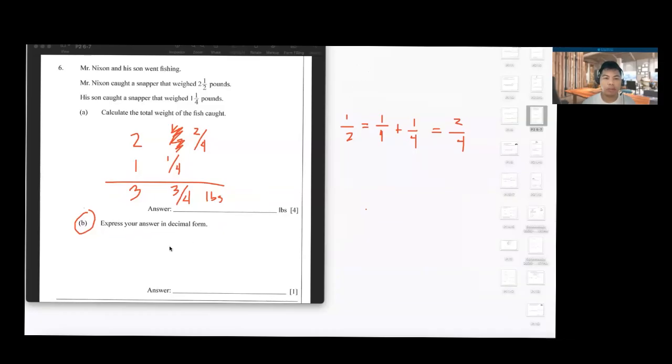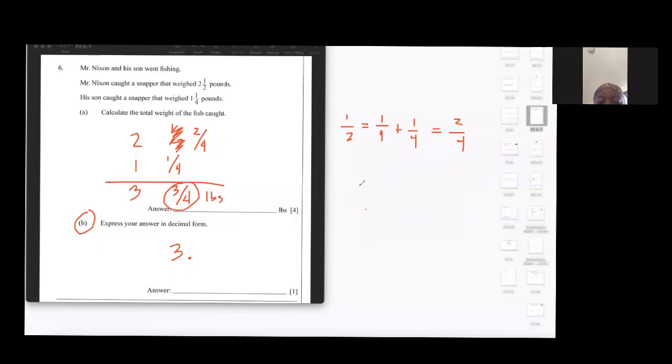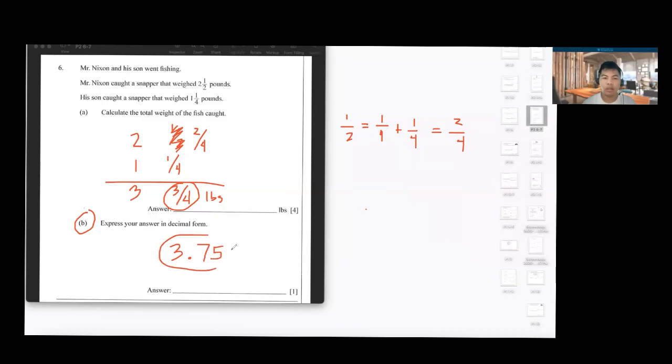Okay, it's 3 point something, right? So what is 3/4 in decimal form? That's 0.75. Yeah. So this is 3.75. You can remember this. 1/4 in decimal form is 0.25.